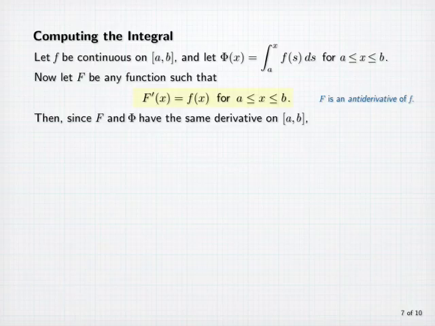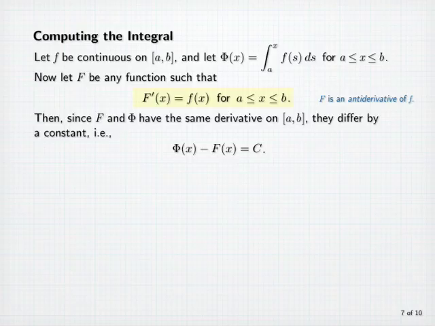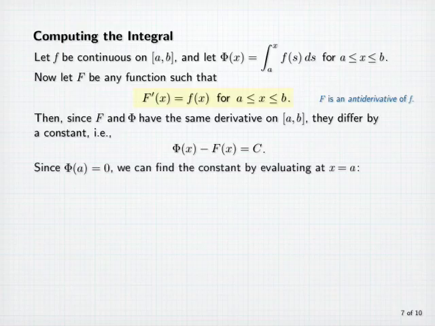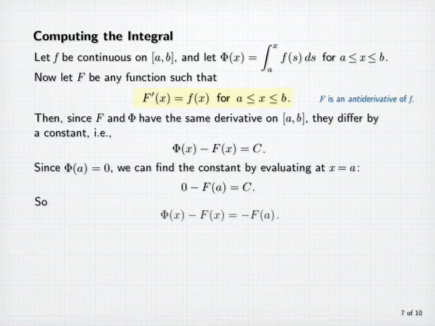In other words, capital F and phi differ by a constant, so we can say that phi of x minus capital F of x is equal to some constant c. Since phi of a is equal to 0, we can find the constant by evaluating at x equals a. 0 minus capital F of a is equal to c. So c is equal to minus capital F of a, and we have phi of x minus capital F of x equal to minus capital F of a. Now rearranging slightly, we have phi of x equals capital F of x minus capital F of a.